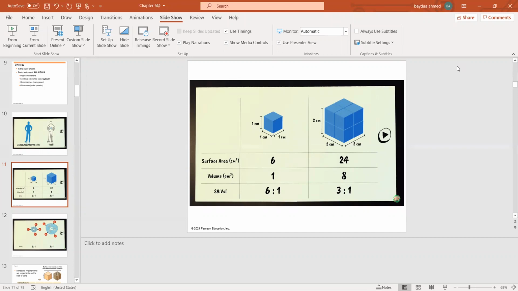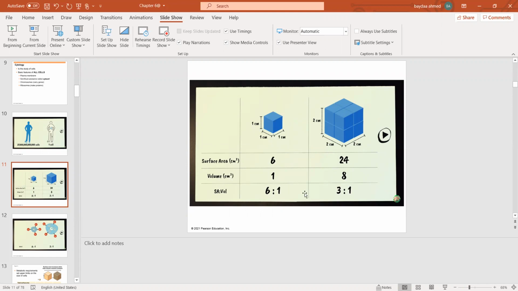The volume is anything inside, or the 3D space any object occupies. The volume is height by width by length. So for the small cube, we have 1 by 1 by 1, so it's 1 centimeter cubed. For the large cube, it's 2 by 2 by 2, so it will give 8 centimeters cubed.